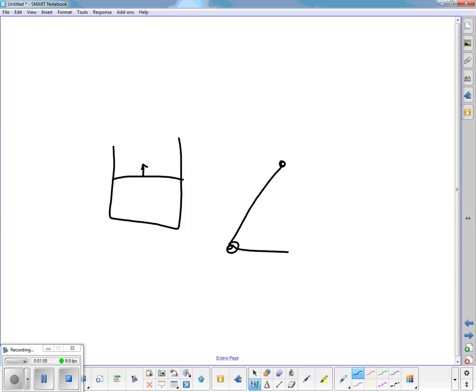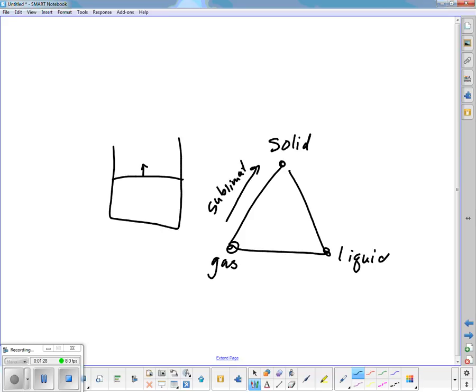I can't remember where they put the solid on that one. Did they put it at the top? Okay, it's just a chart. I'm just going to choose where mine are going. On one of them you say, if we go from this to this, that's called sublimation. If I go from here to here, solid to liquid is melting. From here to here, liquid to gas is evaporation or vaporization. And on the other one, you go backwards, and it would be called deposition.